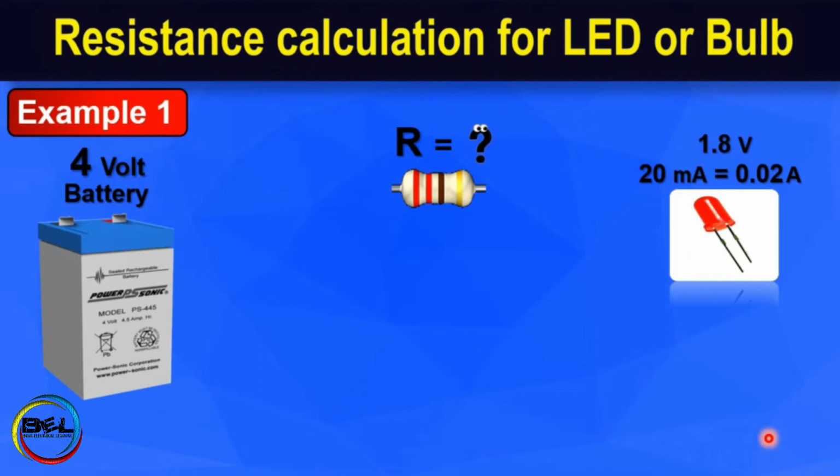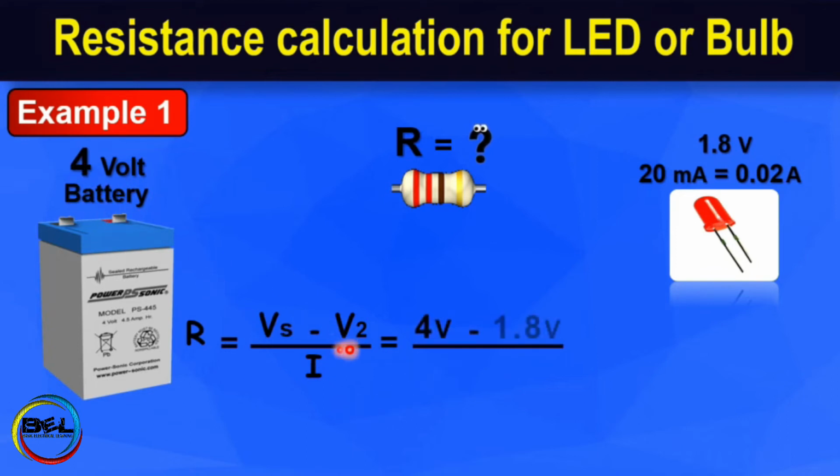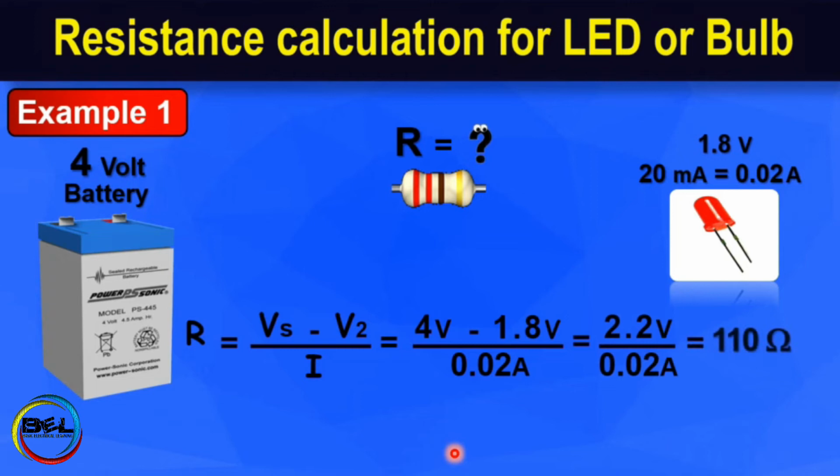Now let's start the calculation with the help of the same formula, that is R is equal to Vs minus V2 divided by I. By putting all the values, Vs is 4 volt, V2 is 1.8 volt, and I is 0.02 ampere. By further calculation we will find that the resistance of this circuit should be 110 ohm.